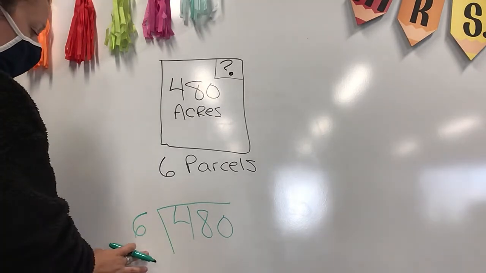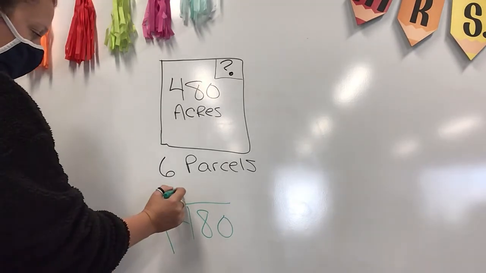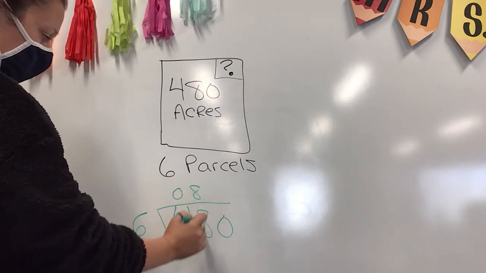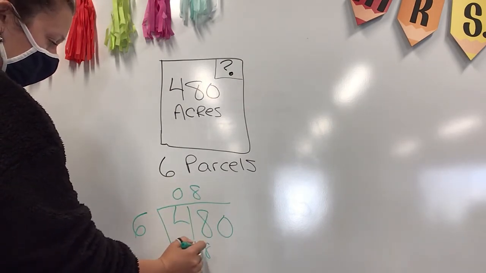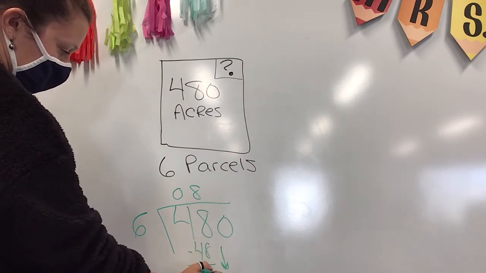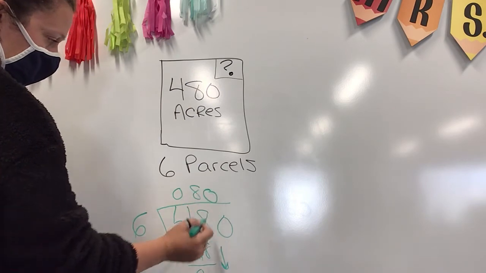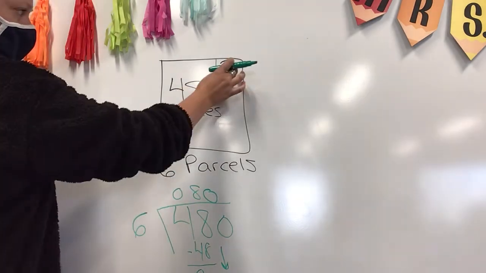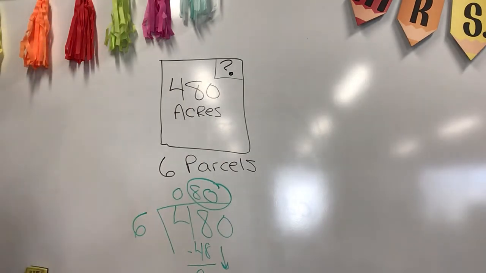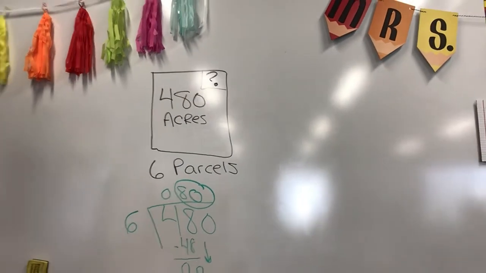Can I do 4 divided by 6? No, 0 times. What's 48 divided by 6? 8. Because 6 times 8 is 48. So how big is each of my parcels? 80. 80 acres. Very nice. All right, let's slide.